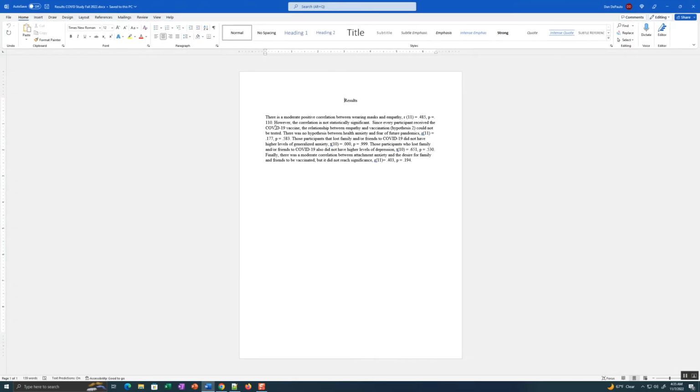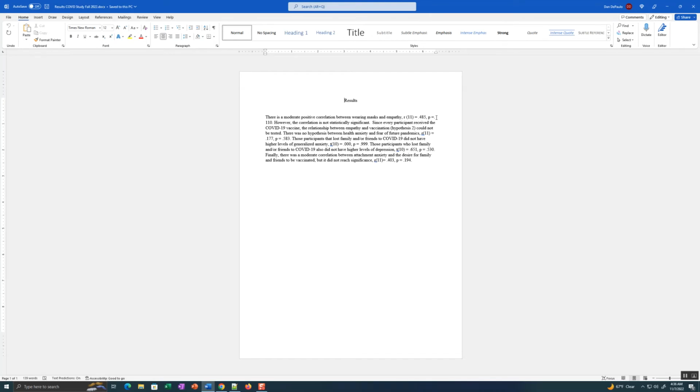So the first hypothesis, there was a correlation. It was hypothesized to be a positive correlation between wearing masks and empathy. In the study done, the online survey, there was not a significant correlation. Now, there was a moderate correlation here of 0.485. This is a Pearson product moment correlation. The problem was there were only 12 subjects. So this significance level, p equals 0.110, is not considered statistically significant.